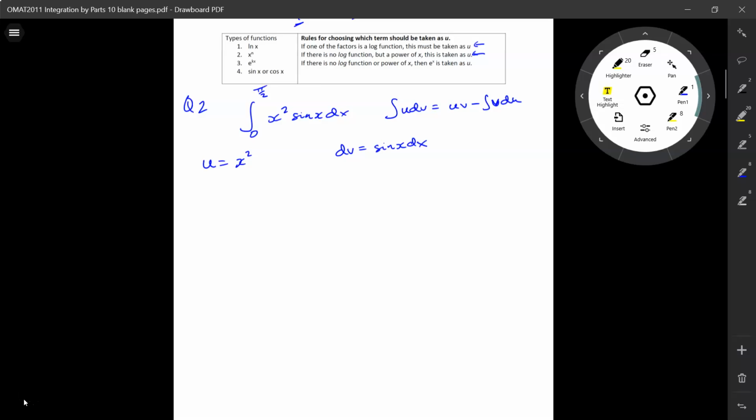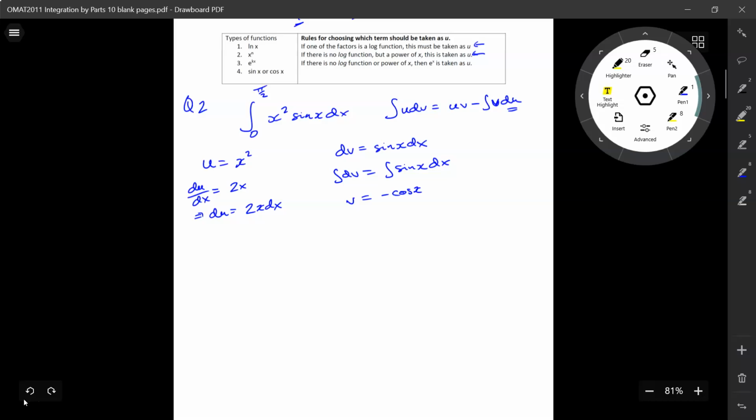We differentiate u on the left-hand side here, so du/dx is equal to 2x, and that implies that du is equal to 2x dx. So we have the du that we need for our formula. We also need to get v. So we integrate both sides here. The integral of dv is the integral of sine x dx. Therefore, v is equal to minus cosine x, and that is our v.